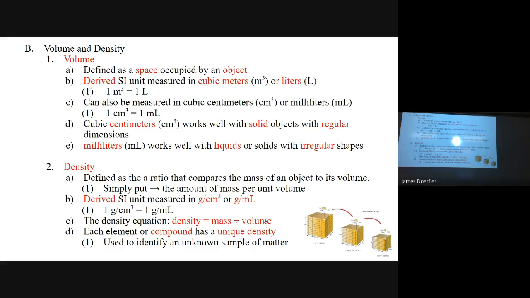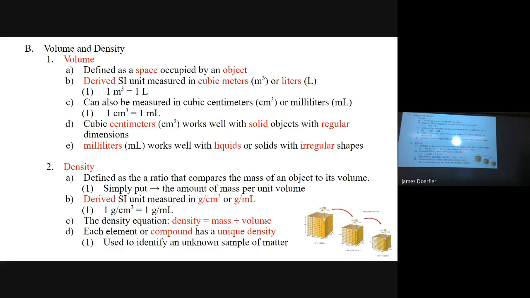Next is a very important topic, density. It's defined as the ratio that compares the mass of an object to its volume. Simply put, the amount of mass per unit volume. Now, it itself, again, is a derived unit. It's measured in either grams per cubic centimeter or grams per milliliter. It all just depends on what is being measured. If it's a solid with regular dimensions, you're going to be using grams per centimeters cubed. If it's a liquid or a solid with irregular dimensions, you'll be using grams per milliliter.